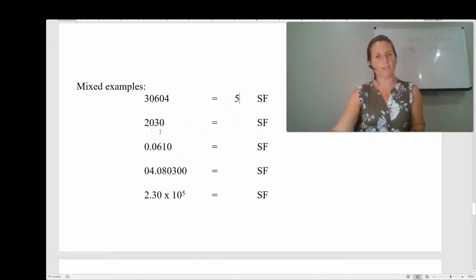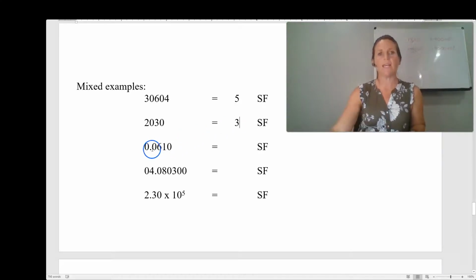For our second value, 2030, we know that 2 and 3 are significant. We know that the first zero is significant because it is bookended between non-zero numbers. So the question is, is the last zero significant? No, the last zero is not significant because there is no decimal place in the number. It would only be significant if there had been a decimal place in the number. So this has 3 significant figures.